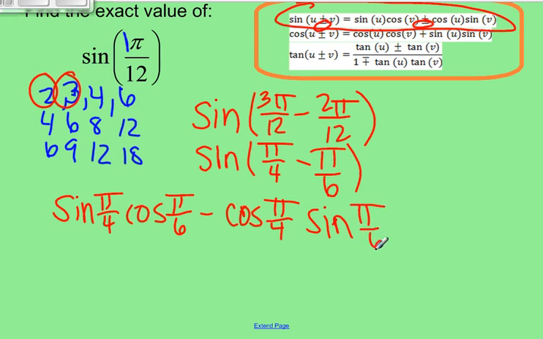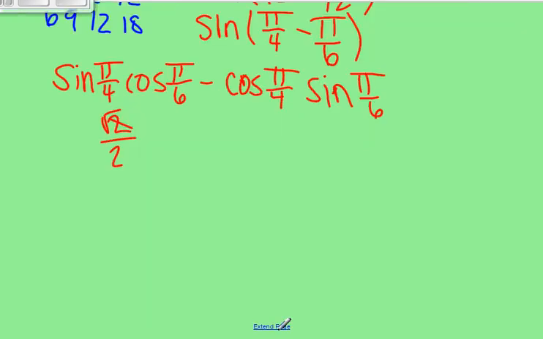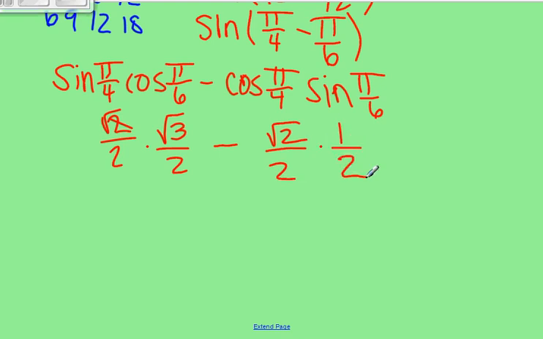So sine of pi over 4 is the square root of 2 over 2. Cosine of pi over 6 is the square root of 3 over 2. Cosine of pi over 4 is the square root of 2 over 2. And sine of pi over 6 is 1/2. So here we're going to get the square root of 6 minus the square root of 2 over 4. Again, we see those values a lot. Again, minus plus is going to be the difference there.